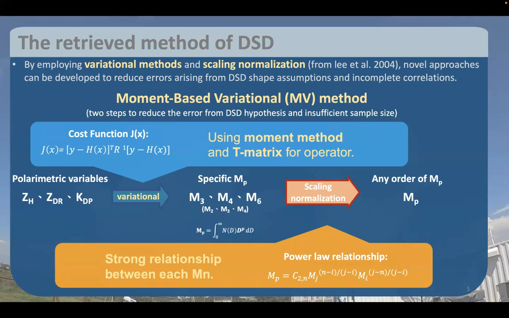The new technique has two steps. First, use the variational method with the moment method and the T-matrix forward operator. And we can get a specific moment, which is calculated by the integration of the different orders of D with N(D). Then, because the different moments have a strong relationship under scaling normalization, we can statistically determine the relationship between the moments, so we can get any order of moment.